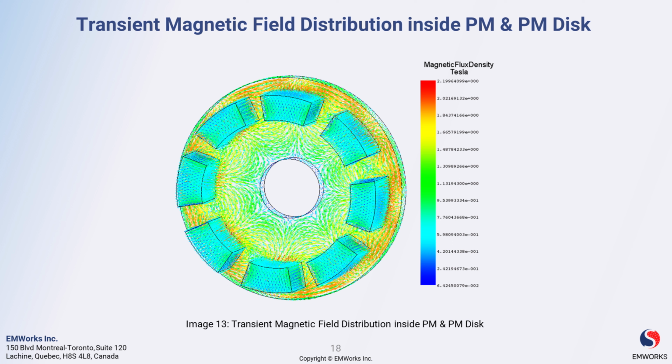Next, we have the image on the slide, which shows a visualization of the transient magnetic field distribution inside the permanent magnets and the magnet disk. Studying the transient magnetic field distribution provides insight into the time-varying behavior of the magnetic field within the governor. This analysis is crucial for understanding how the magnetic field evolves and changes over time, as well as the dynamic interaction between the magnet, the disk, and the other components.